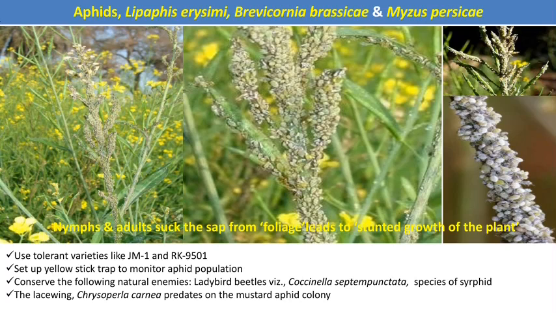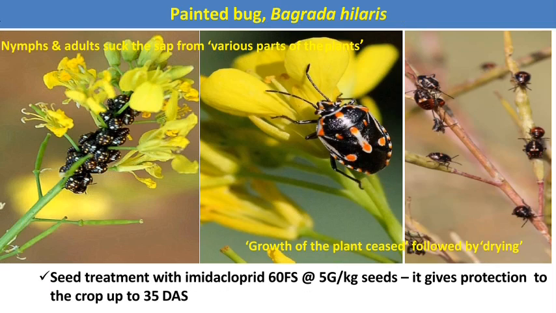For the management purpose, we can use tolerant varieties, that is JM1 and RK9501. Use sticky traps to monitor the aphid population in the mustard crops, and Coccinella septempunctata and Chrysoperla carnea are the two important predators used against the aphids in the mustard crop. Next, that is the painted bug Bagrada hilaris, and it is also a sucking pest. Here, both nymphs and adults suck the cell sap from the various tender plant parts, and as a result of feeding, in case of severe infestation, the growth of the plant ceases followed by drying of the different plant parts. For the management purpose, the mustard seeds we can treat with imidacloprid.